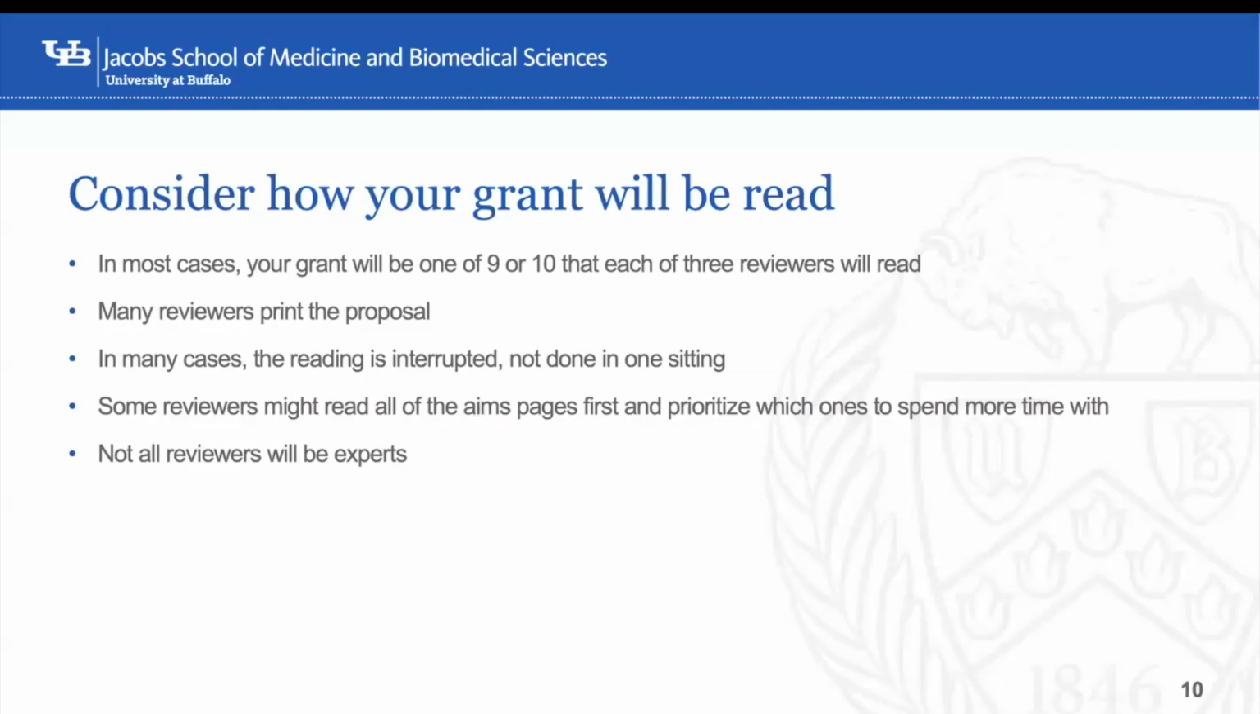So also consider how your grant will be read, right? Talk to people that have been in study session and ask them how they go about reading grants, right? Because again, that should tell you how to write for them. So in most cases, your grant will be one of 9 or 10, and it's becoming more as study sessions become smaller, that each of 3 reviewers will read. Okay, so they're reading several grants.